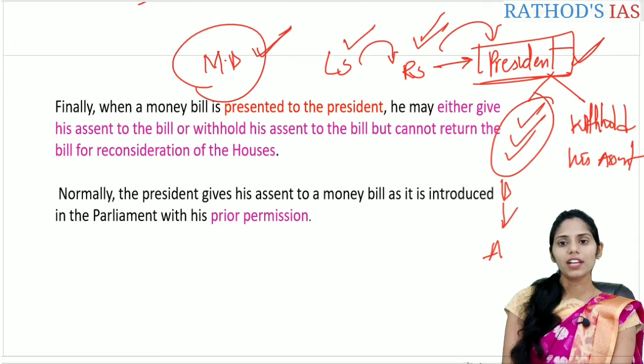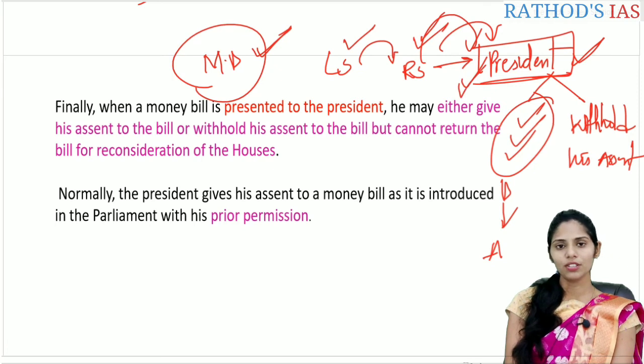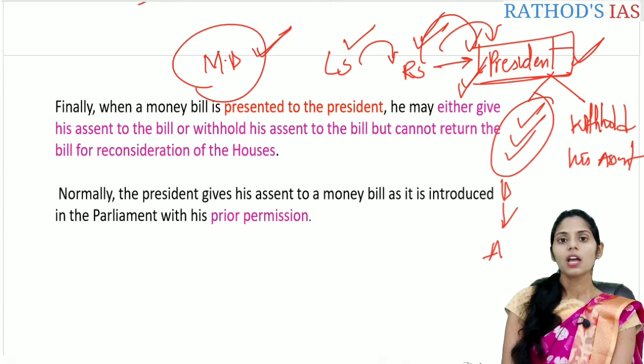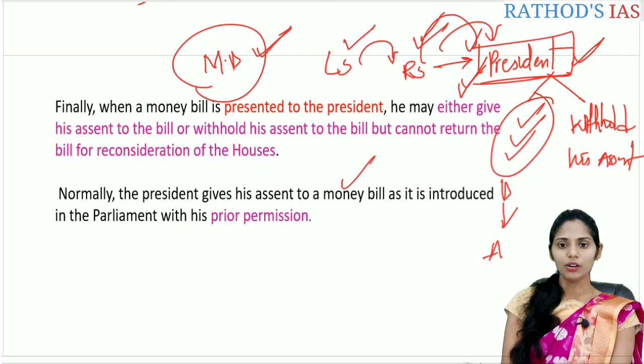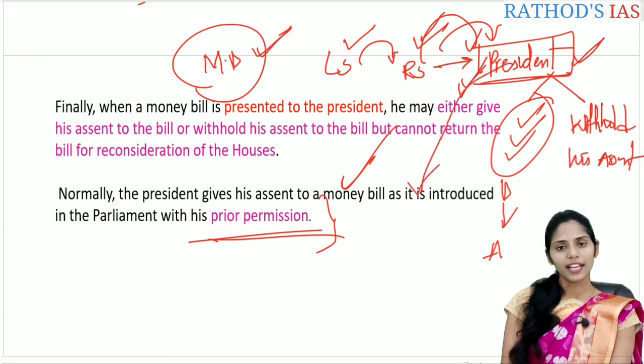So normally when any money bill comes before the president, he will give his assent, because this bill will be introduced in the Lok Sabha only with prior permission. Before placing this money bill in the house itself, the prior permission is taken from the president. Because of this reason, the president does not have any right to return the bill for reconsideration to the house. So this is about the money bill.